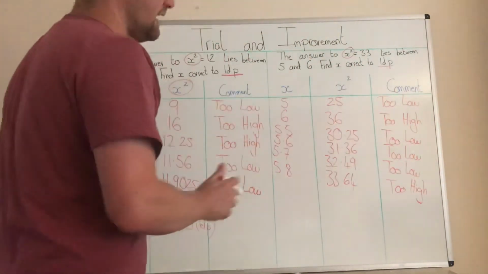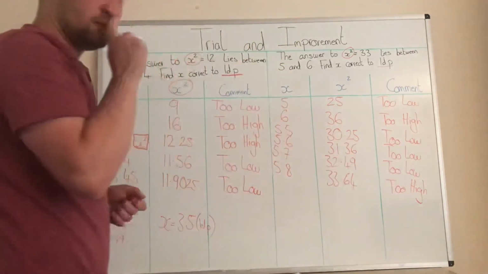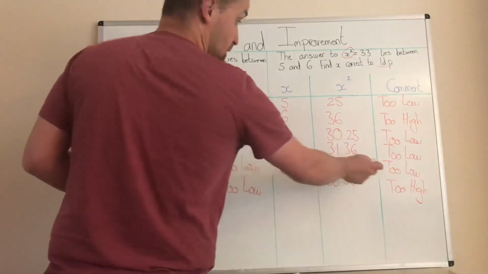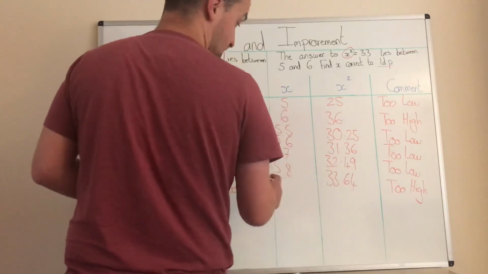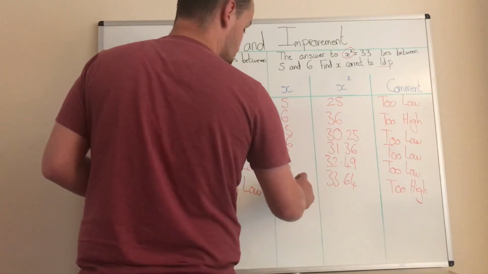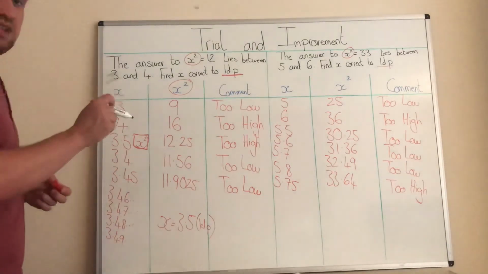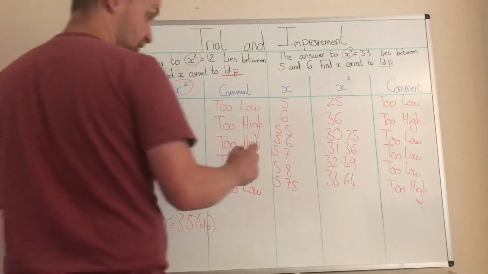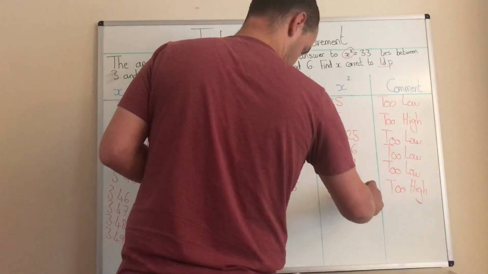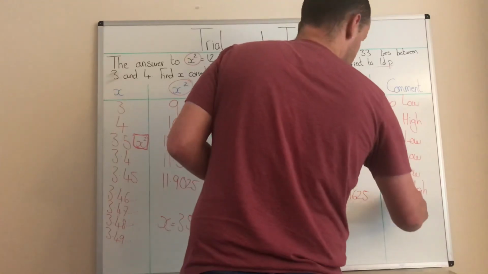Notice here we have broken the pattern. Too low, too low, too low, too high. So what we're going to do next is go halfway between the last one of the pattern and the one that broke the pattern. Halfway between 5.7 and 5.8 is 5.75. On your calculators, you can do 5.75, press the x squared button, or 5.75 times 5.75, and you will get 33.0625, which is too high.